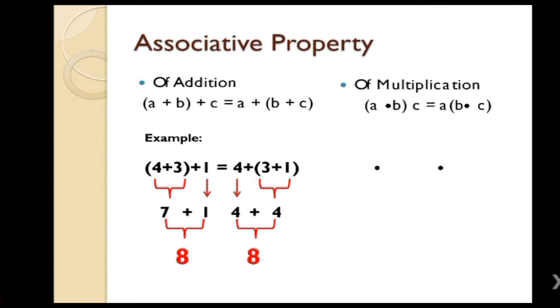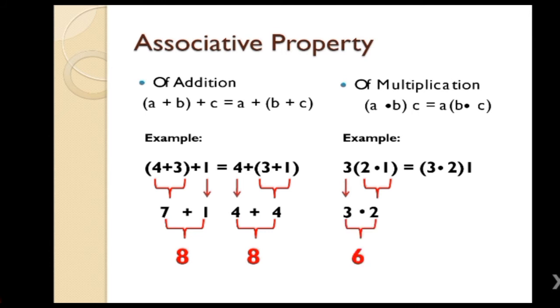So, ganun din kapag multiplication. So, kahit unahin nating i-multiply si A tsaka si B before C, or unahin natin si B tsaka si C before A, pareho lang yung magiging sagot. So, given 3 times the product of 2 times 1, equal yon sa product of 3 and 2 times 1. So, again, unahin natin yung nasa loob ng parenthesis. 2 times 1 is 2 times 3, then we will have 6. Then, on the other side, 3 times 2 is 6 times 1, we will also have 6.